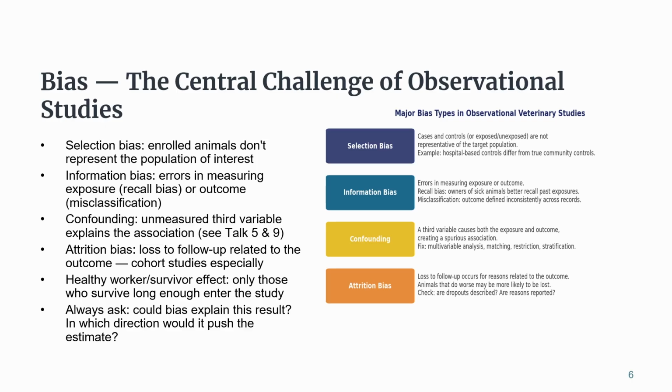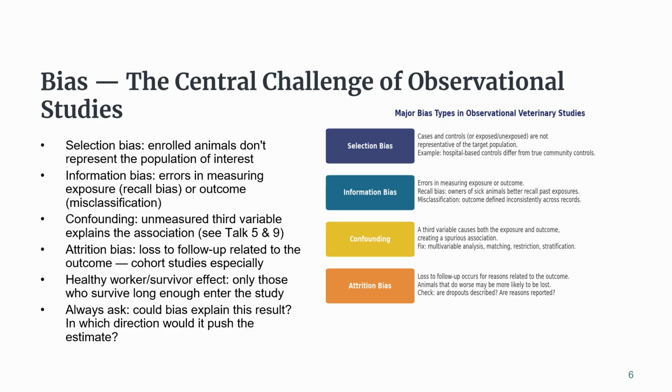In a questionnaire study, do owners of dogs with cancer remember past exposures better than owners of healthy dogs, inflating the apparent association? Confounding is the variable that's associated with both the exposure and the outcome. We covered this in depth in talks 5 and 9. Multivariable analysis can adjust for known confounders, but unmeasured confounders remain a limitation of every observational study.